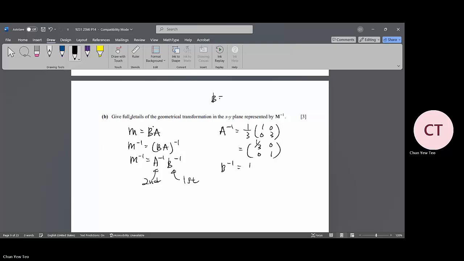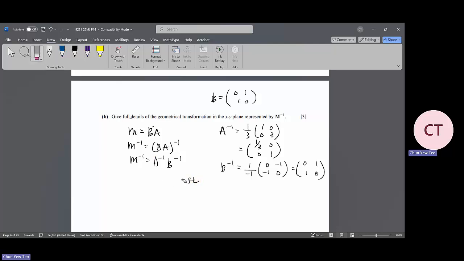B is 0, 1, 1, 0. So it's actually 1 over negative 1. Then these two swap, and this one just put negative. And you get back the same transformation as the reflection in y equal to x. So following the order, this one first, followed by this one.